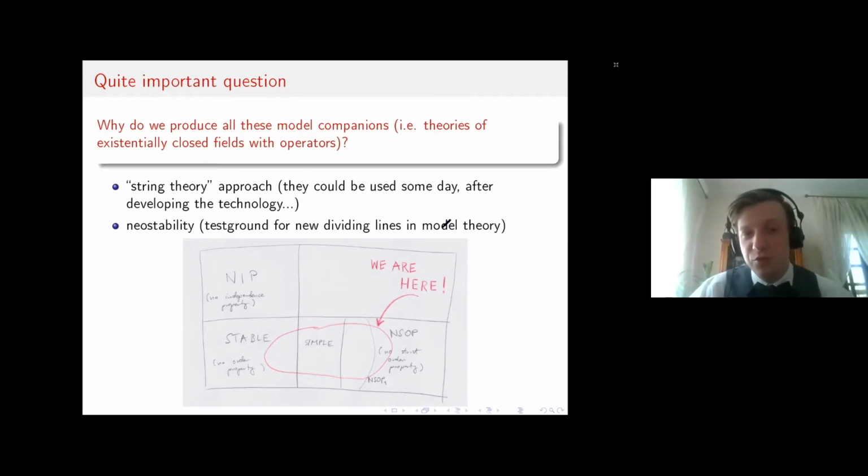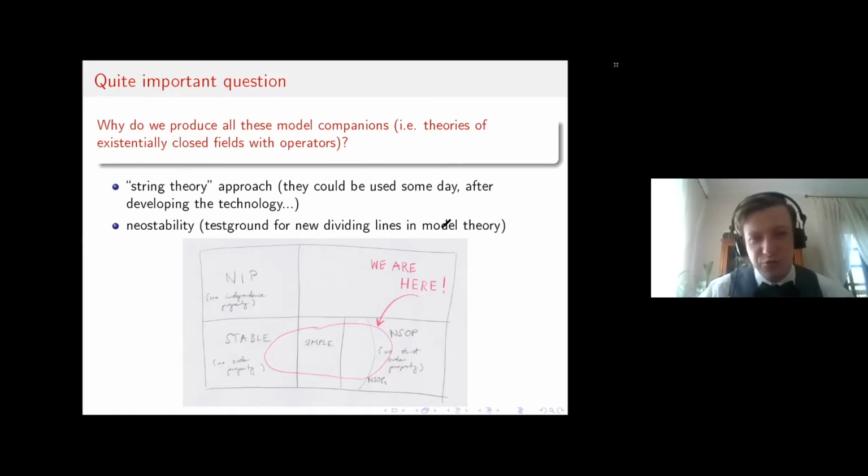So the first approach is like the string theory approach. You know, in physics, string theory develops a lot of theoretical stuff, and they have no technology to make the experiment and check the predictions, right? I mean, you would need a linear particle accelerator the size of the solar system.